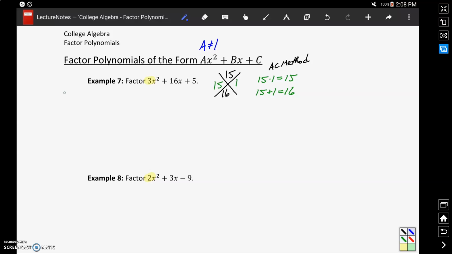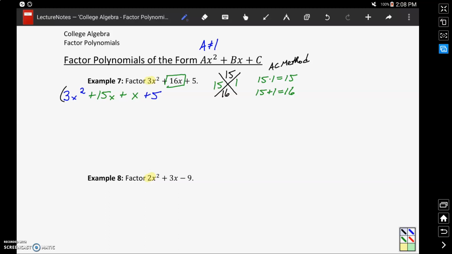We'll proceed from there by rewriting the original problem and taking our middle term, which was 16x, and breaking it up into two terms, 15x plus 1x, or just x. This means we haven't changed the original problem because 15x plus x would be 16x. We're just rewriting it in a convenient way that will allow us to get to our solution.